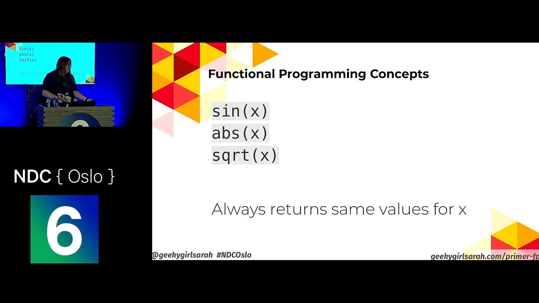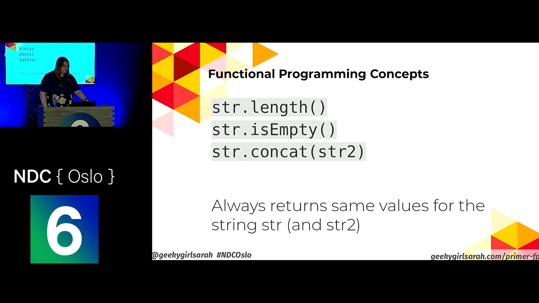So some examples could include a lot of math functions. Things like taking the absolute value, or the sign of a number, or the square root. These always return the same values for every input you give them, so we know they're definitely pure functions.